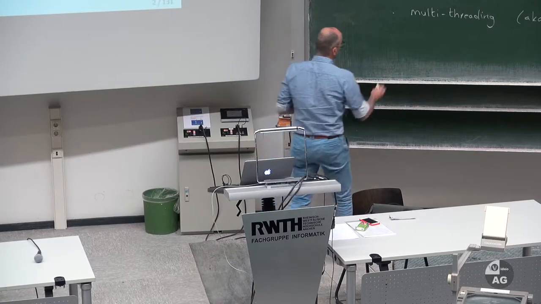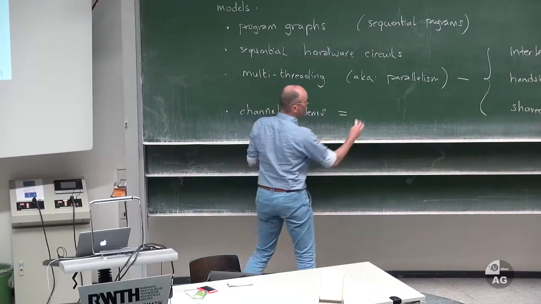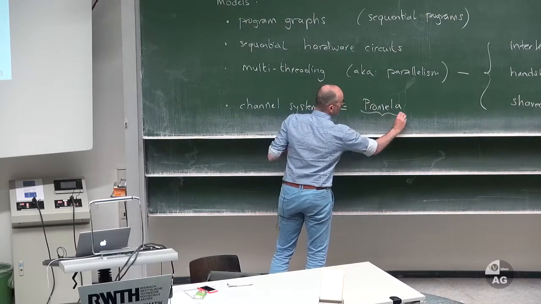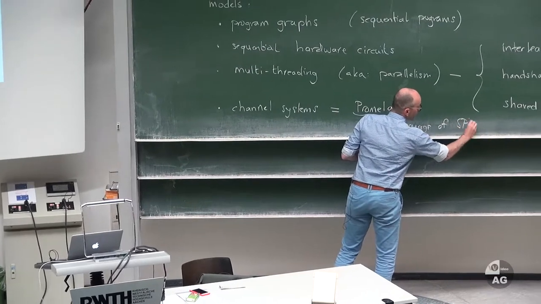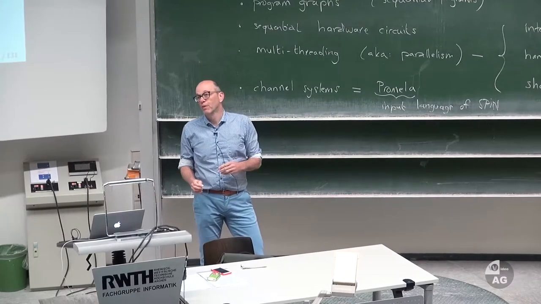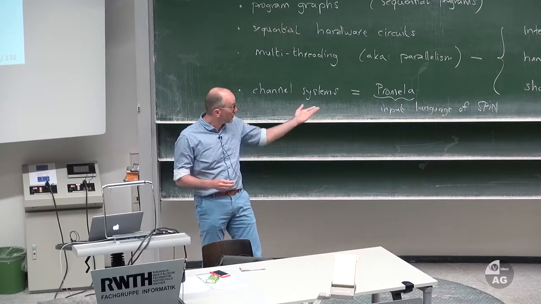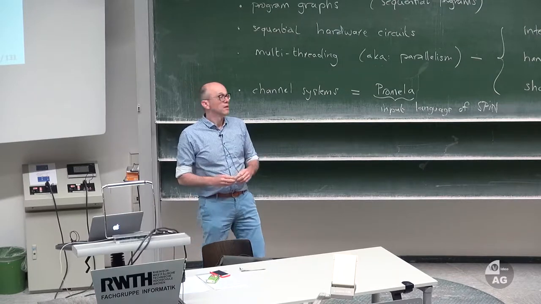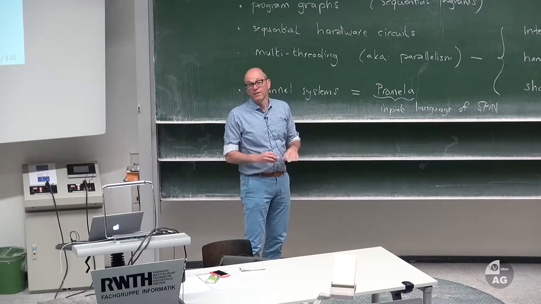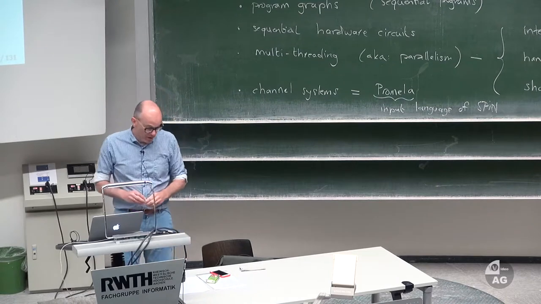And why are channel systems of interest? At the end of the lecture, I'm going to show you that the model that I'm going to introduce today is basically the model of the input language Promela. And this is the input language of SPIN. SPIN is, I would say, the most popular model checker, developed by Holzmann. I mentioned this in the first lecture. Holzmann got the ACM Software System Award for developing this model checker. And in order to provide models to that model checker, it provides you with the input language Promela, and this is nothing else, as we're going to see at the end, than syntactic sugar for channel systems.